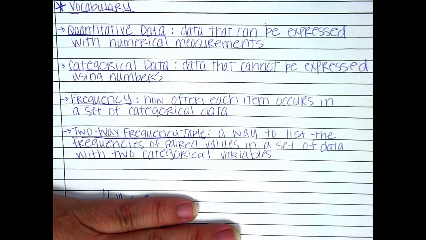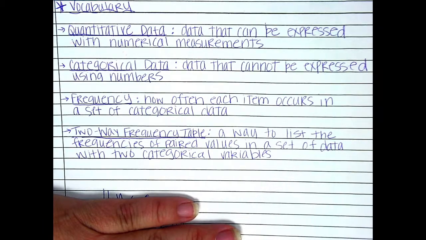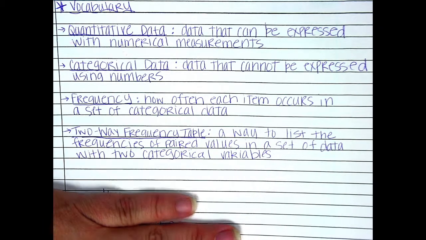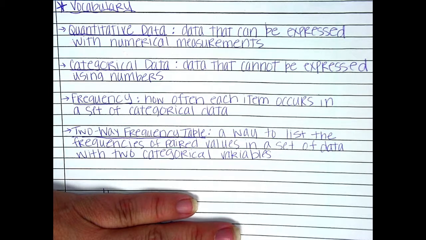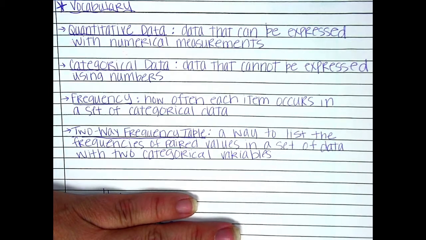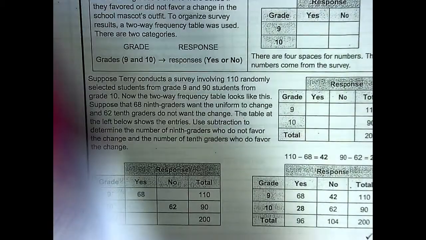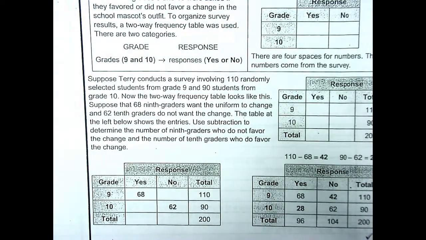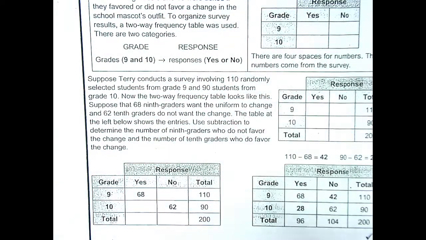And a two-way frequency table is a way to list the frequencies of paired values in a set of data with two categorical variables. Okay, if you need some more time with that, you're going to want to pause the video now, because I'm going to go back to the front side of the notes and show you how to use a two-way frequency table.